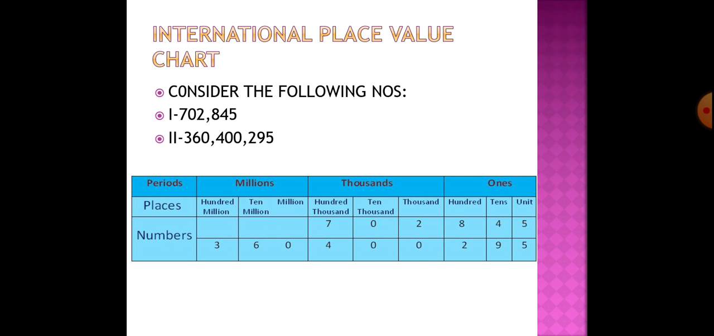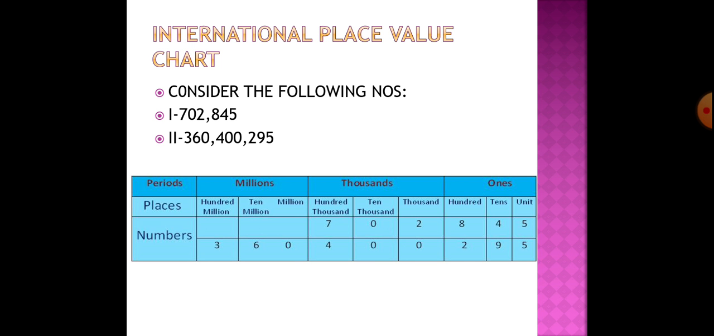Now look at this slide. International Place Value Chart. Now consider two numbers. The first one has 6 digits. We'll place it in Place Value Chart and see how we have to read this. Now 702, how will you read 702? We will read it as 702,845. So this is the way to read the 6-digit number in International Place Value Chart.